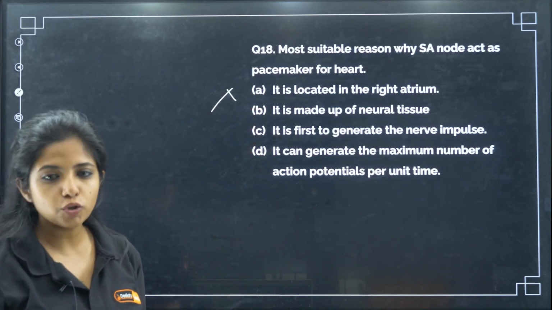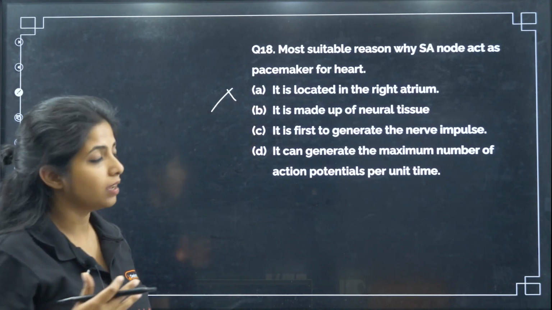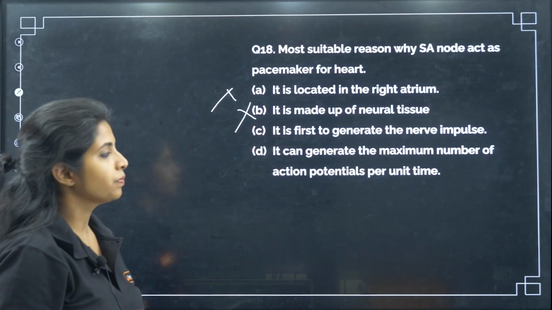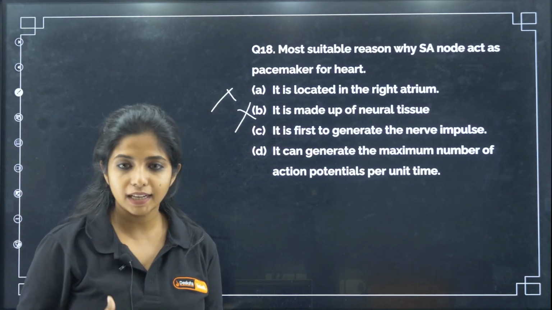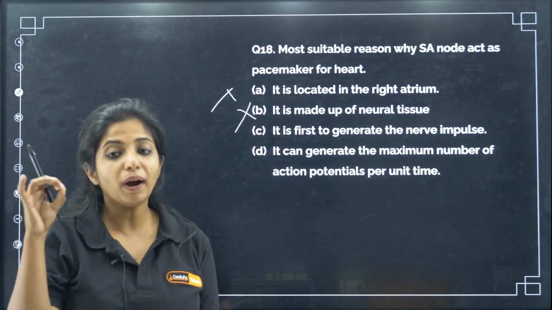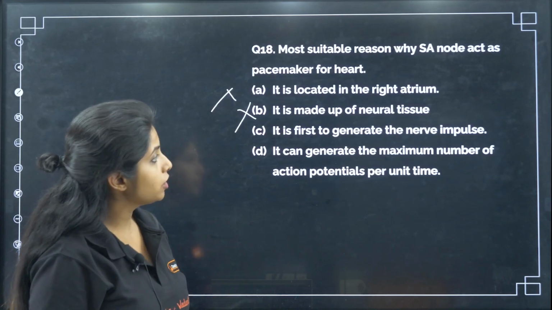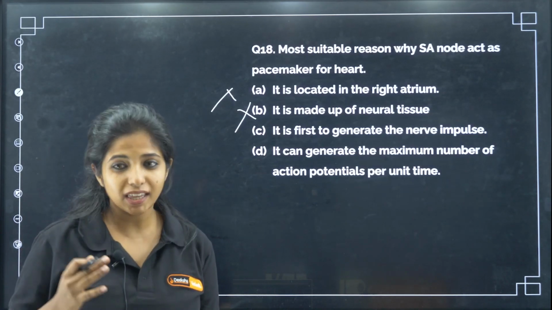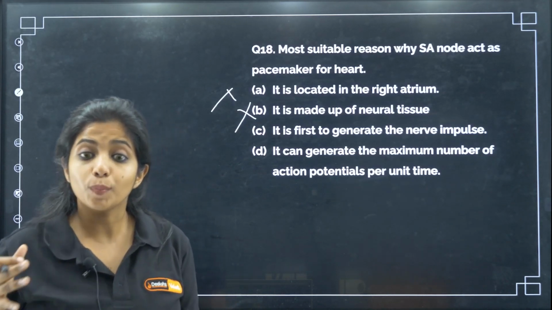It is made up of neural tissue. It is made up of cardiac cells, my dear children. SA node is not made up of neural tissue. Yeah, it is automatically going to work. There's automaticity, but it is not neural tissue. Now, it is the first to generate the nerve impulse, yes, but again, that's not a reason why it's known as pacemaker for the heart.